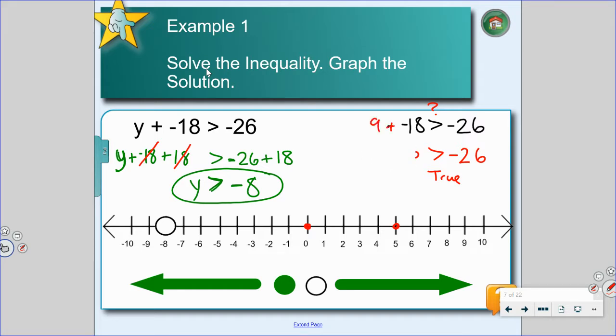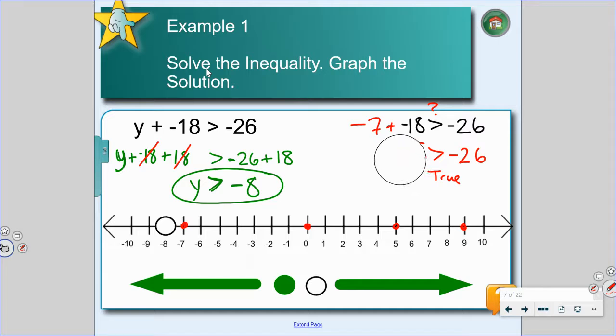9 and negative 18, that would be a negative 9. Is negative 9 greater than negative 26? Also true. How about negative 7? Negative 7 and negative 18, negative 25. Now they're close, but still negative 25. Theoretically, that's more money, or at least less debt. And so negative 7 works.